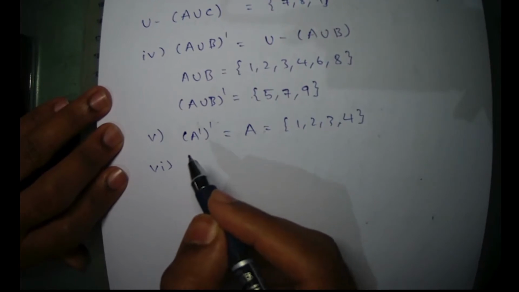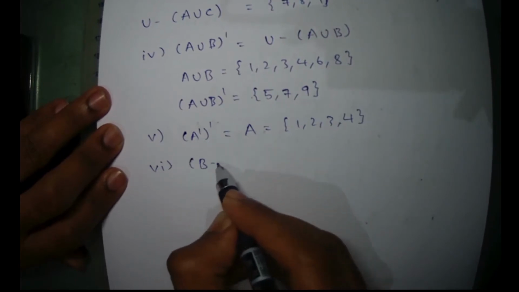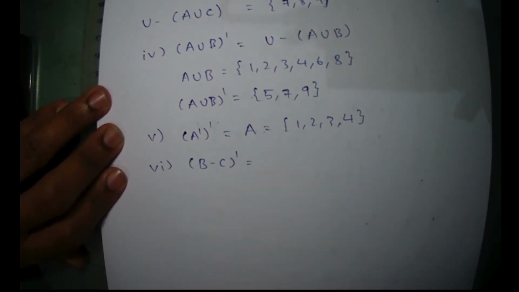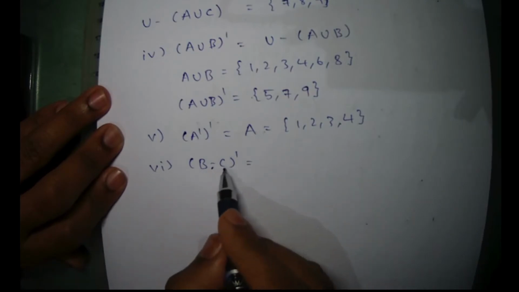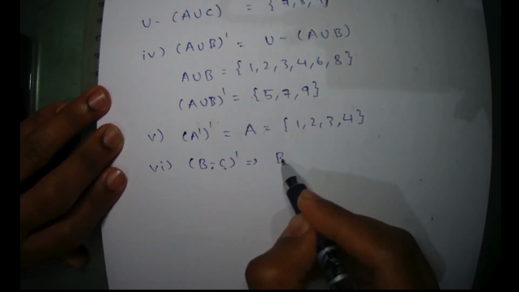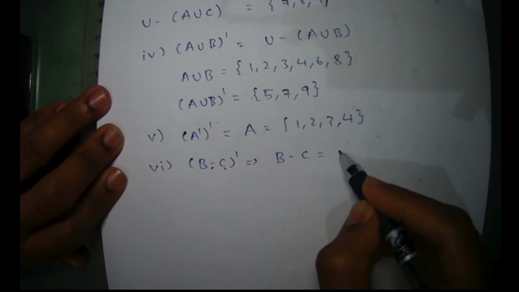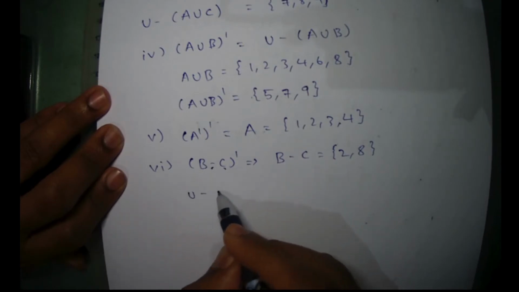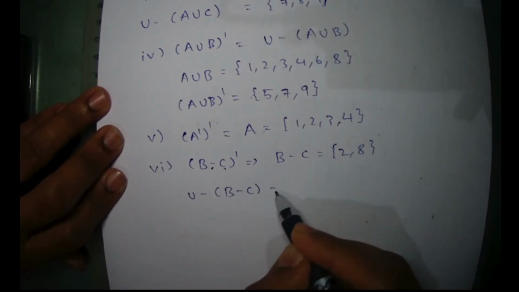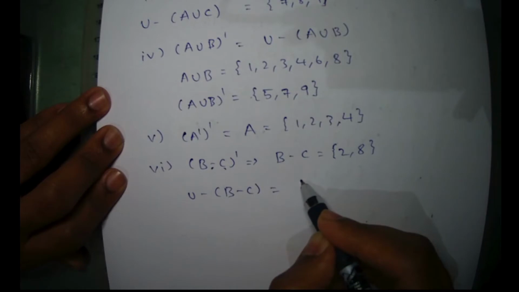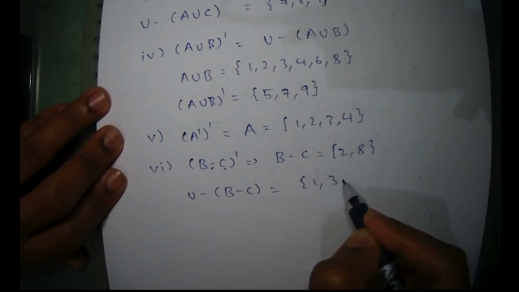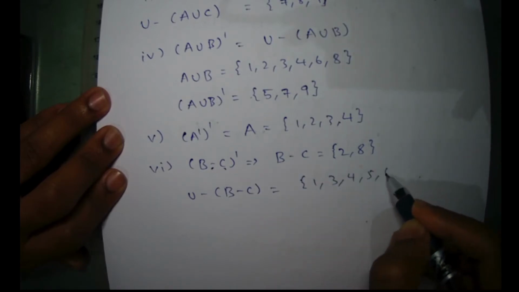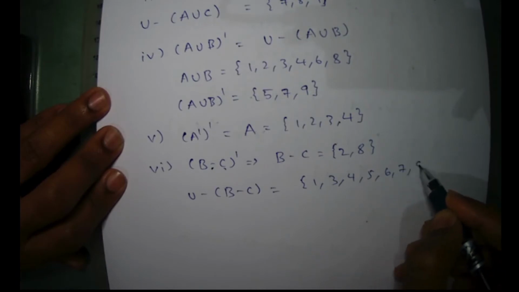So coming to the sixth question, we have B minus C dash. So B minus C dash, first we have to find B minus C. So B minus C will give us 2 and 8. So now B minus C dash is U minus B minus C. So that is nothing but 1, 3, 4, 5, 6, 7 and 9.